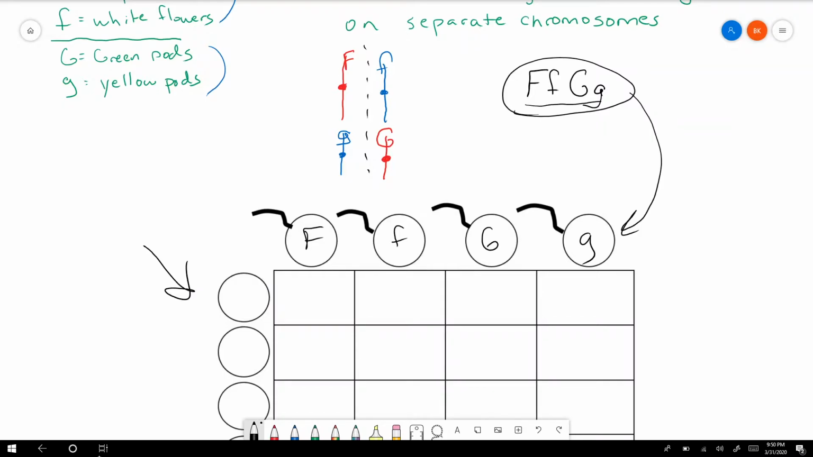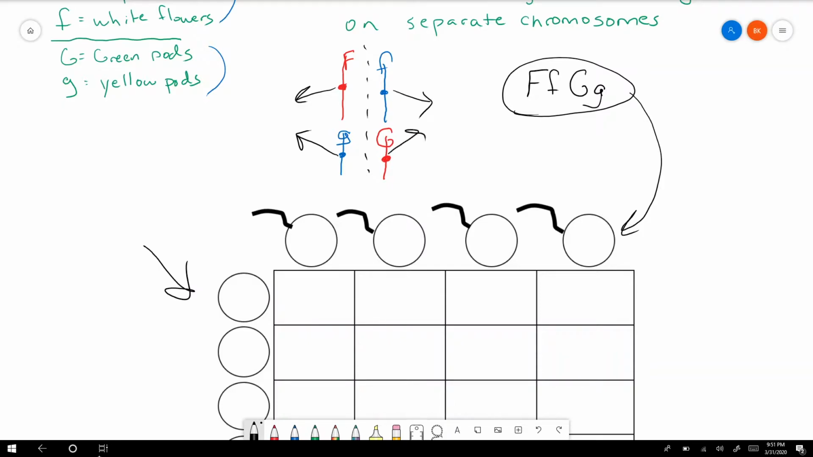This is wrong. Do not do that ever. Okay, that's wrong. What do we need to do? We can't have one F in the gamete and no Gs. We have to have one F and one G. We need to have one of each gene. Remember, how did we form a gamete? We took one F and one G.